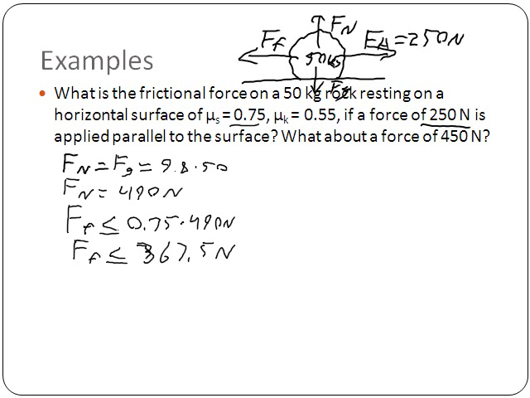Well, what's the applied force? Looking back over here, we're told that the applied force on this object is 250 newtons in this case. And so, since our applied force is smaller than the maximum possible static frictional force, we know this object is not moving. It's stationary. And if the object is stationary, that means that the frictional force is exactly equal to the applied force.